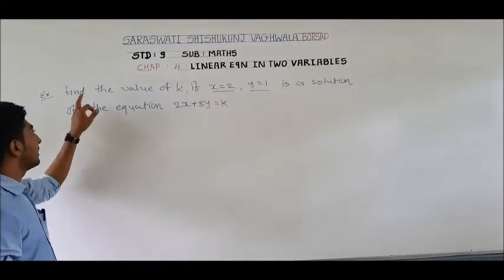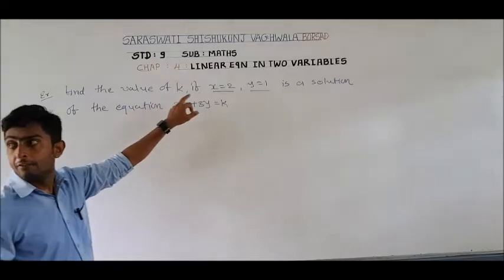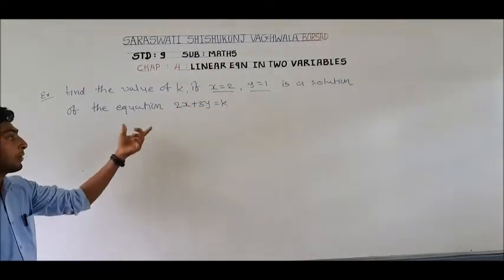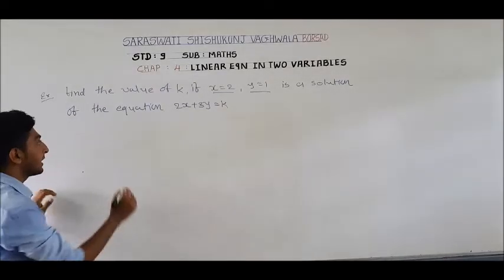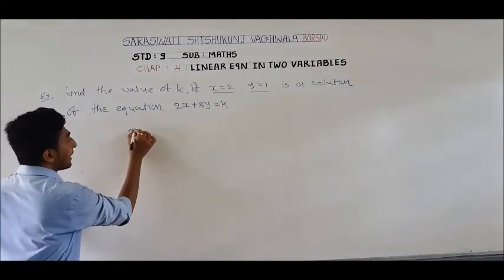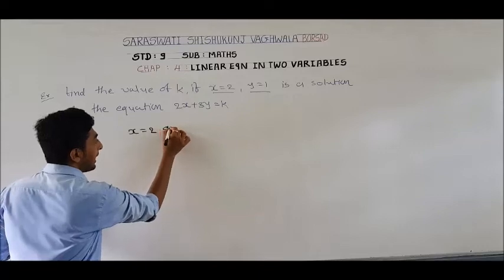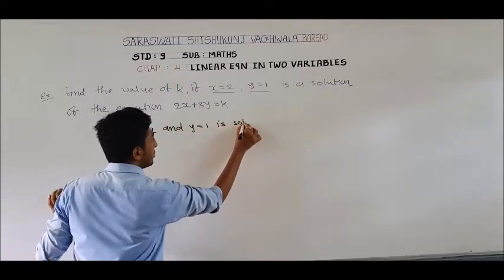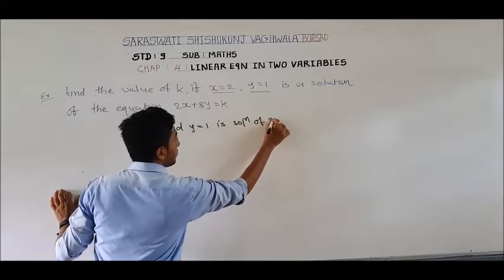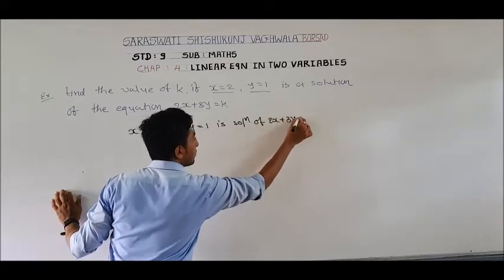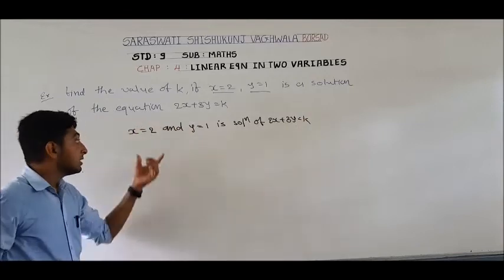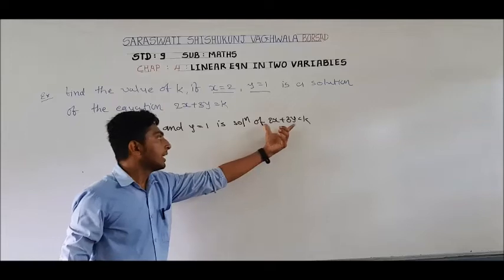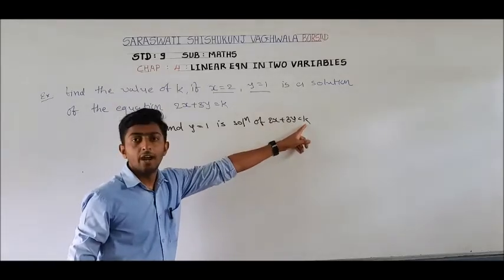So in the next example, let us take another type of example. Our next question is, find the value of k if x equal to 2 and y equal to 1 is the solution of the equation 2x plus 3y equal to k. Here it is given that x equal to 2 and y equal to 1 is a solution of 2x plus 3y equal to k. That means if I substitute x equal to 2 and y equal to 1 in the given equation, I will get the value of k.